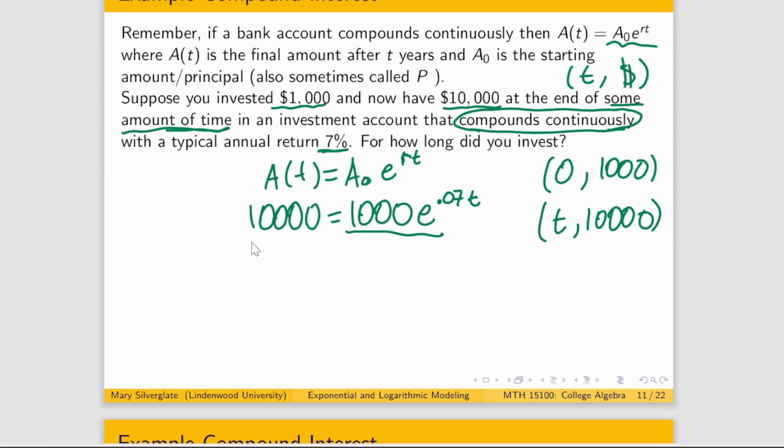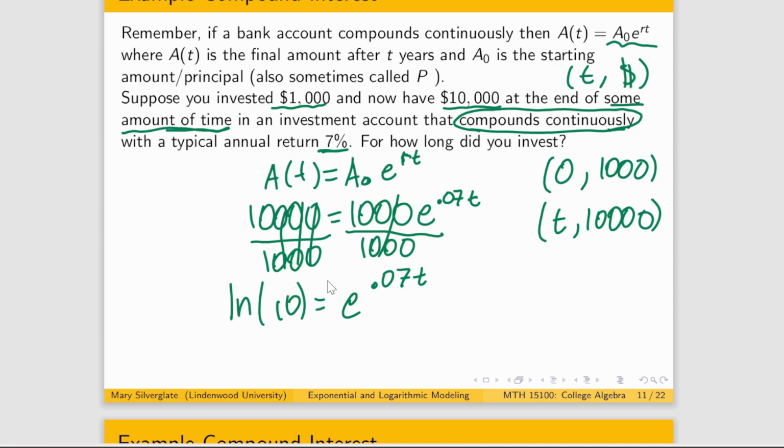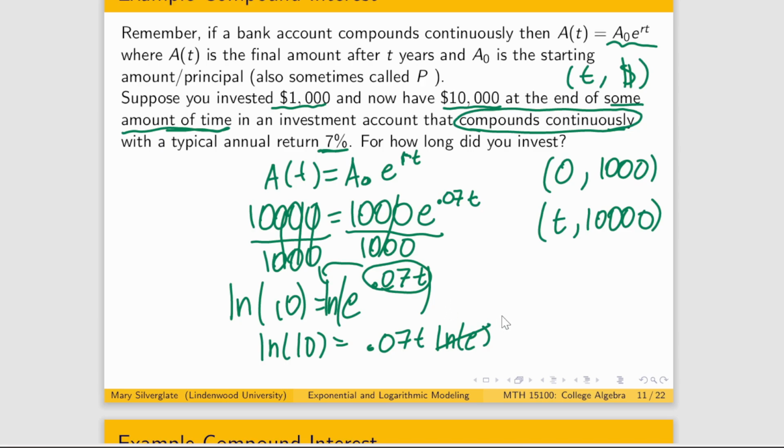So as my same initial first step, I want to divide by whatever's in front. Divide by 1,000. Divide by 1,000. 10,000 divided by 1,000 leaves me with 10. It's equal to e to the 0.07 times t. What would be my next step? Still want to natural log both sides. So the natural log of 10, these numbers move out front, is equal to 0.07t times the natural log of e. The natural log of e is just 1.